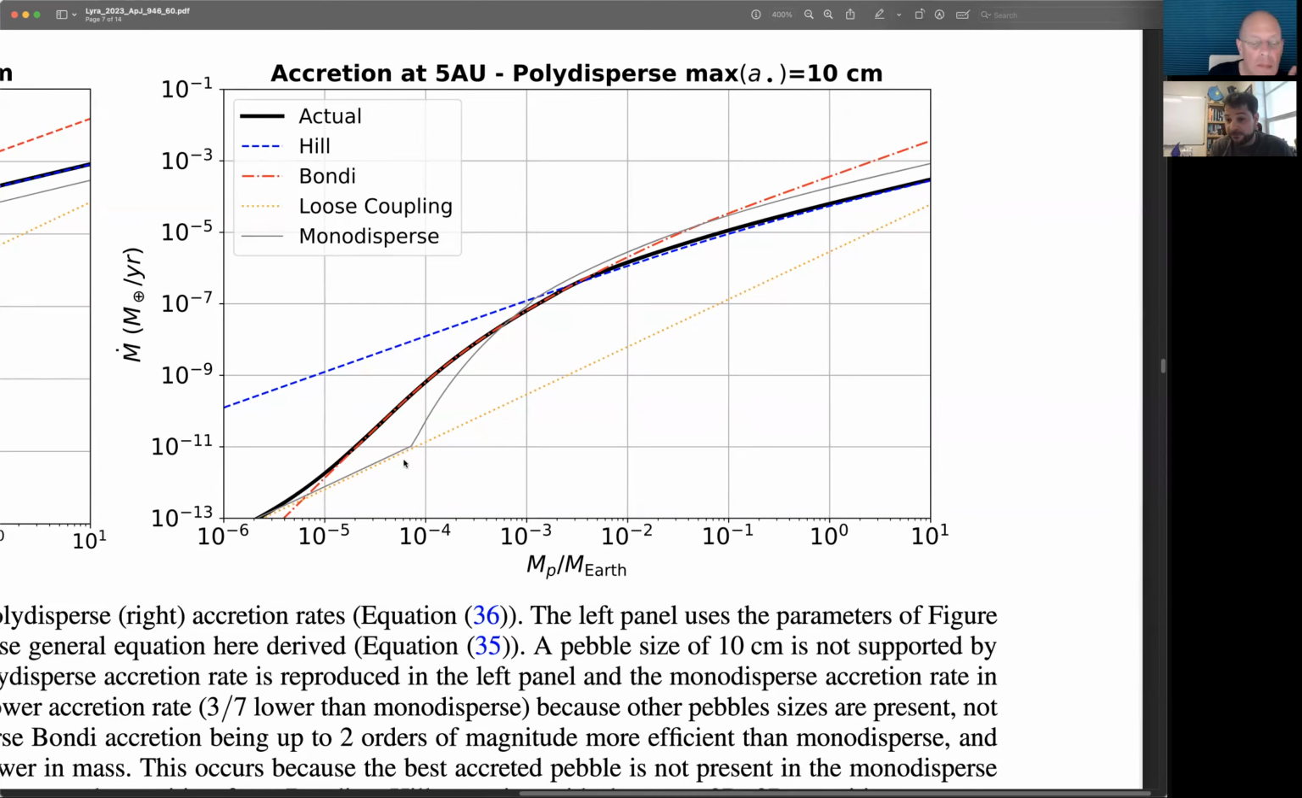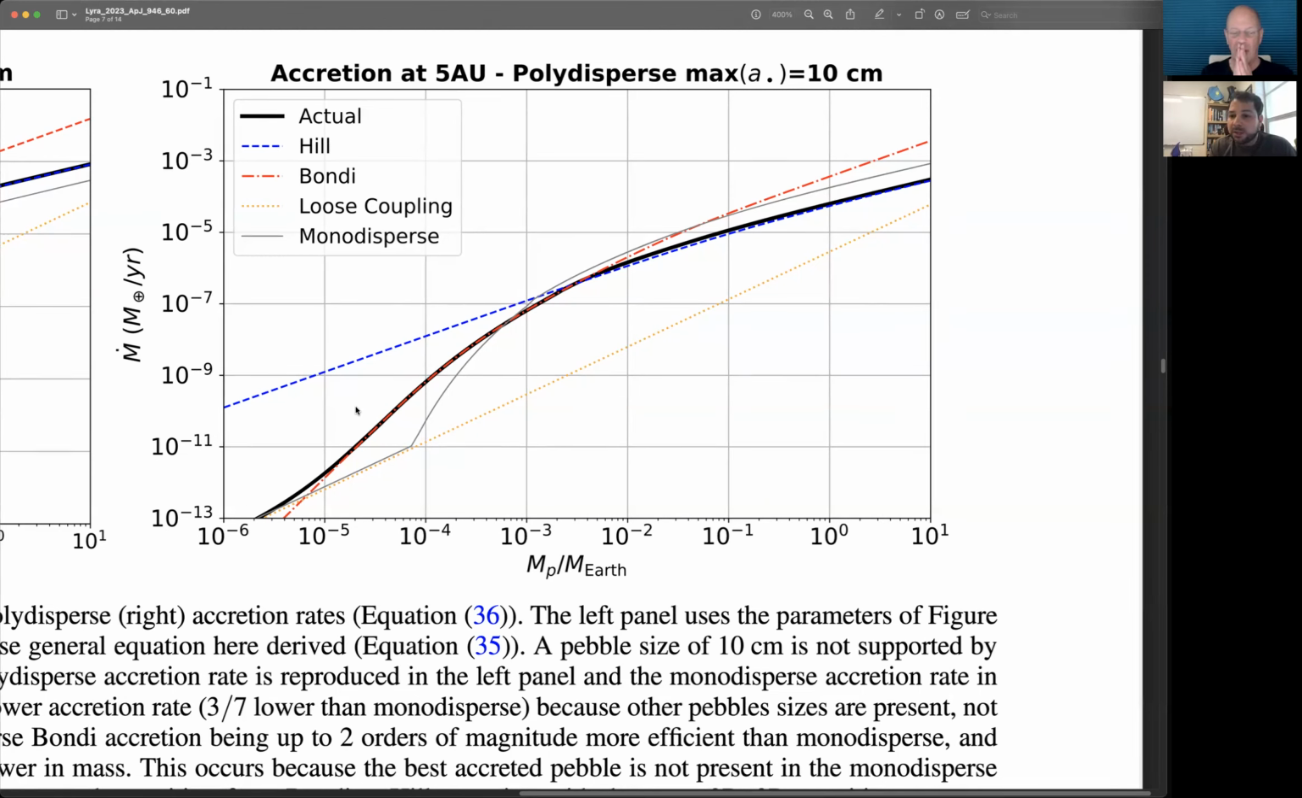From the monodisperse to this model, if you consider more pebbles, it ends up being 2 orders of magnitude, right? 10 to the minus 4 is, as I said, the Pluto mass. And as you go to lower masses, you start to have significant accretion rate even on top of the small things, like the 100-kilometer objects that are the first planetesimals.